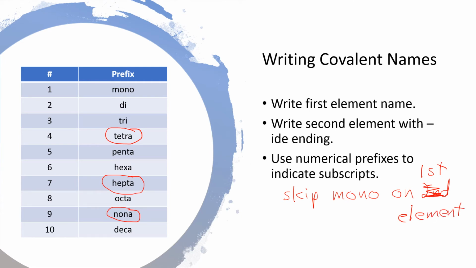And if there's only one of the second element, we definitely write mono, like carbon monoxide. Also, if the second element begins with a vowel, we tend to drop the vowel at the end of the prefix. So for instance, when we have one carbon and one oxygen, we call it carbon monoxide instead of carbon monooxide. That's not something that I'm going to test you on. If you wrote carbon monooxide on a test, I'd give you full credit for that.